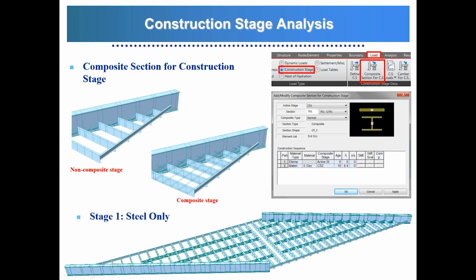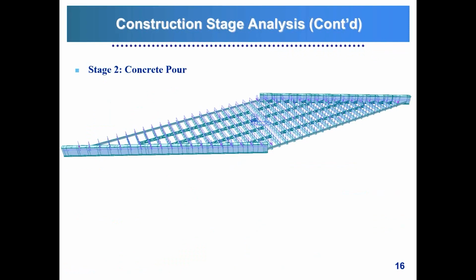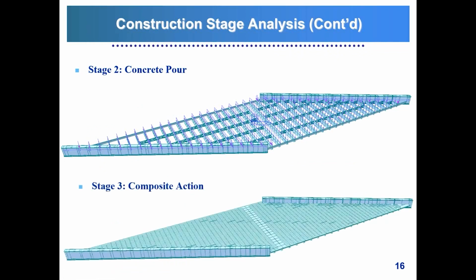So we have a steel-only construction stage. Then we have our concrete pour, considering the weight of the wet concrete still under non-composite action. And then finally, our composite section is activated and our dummy elements are included. And this stage is the one where we add the composite dead loads.